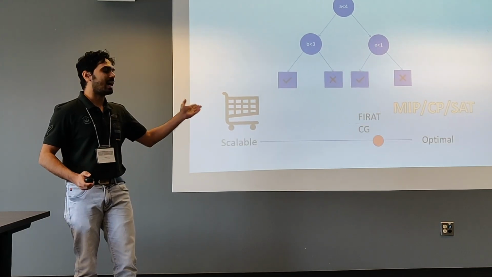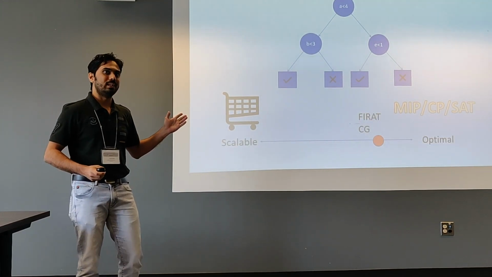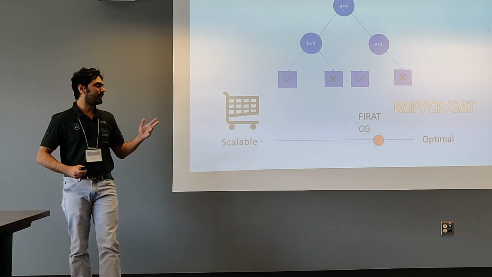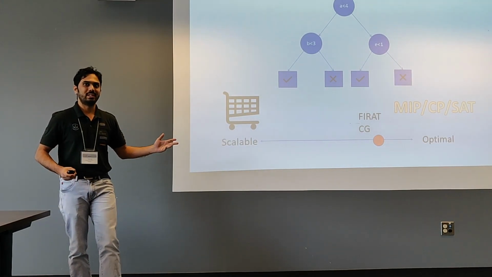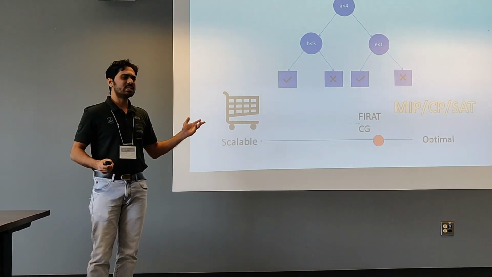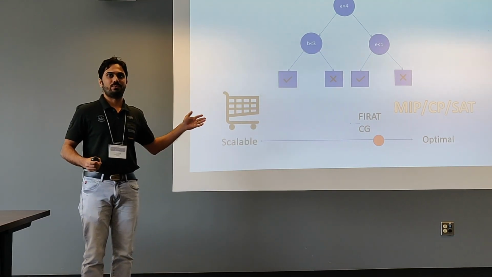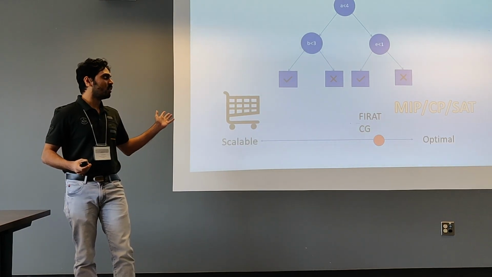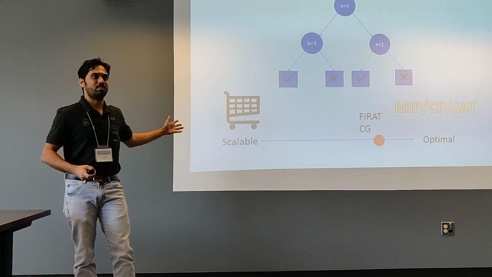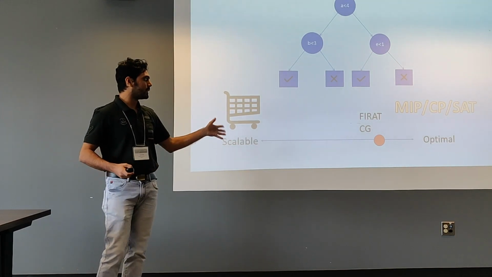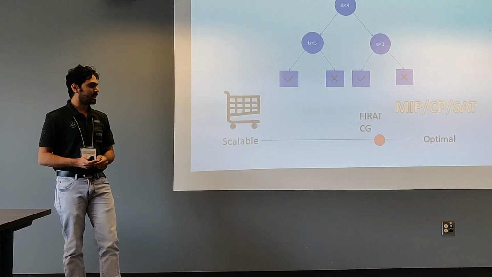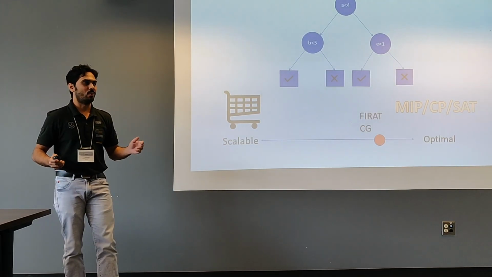Really recently, Firat and other people came up with another heuristic, which is based on column generation. So it gives up on optimality. That's why it's a heuristic, but it is more scalable in terms of handling larger data sets, and it is more accurate compared to what CART provides. So it's a heuristic which gives you this kind of a tree. Let's actually take a look at what those people did.